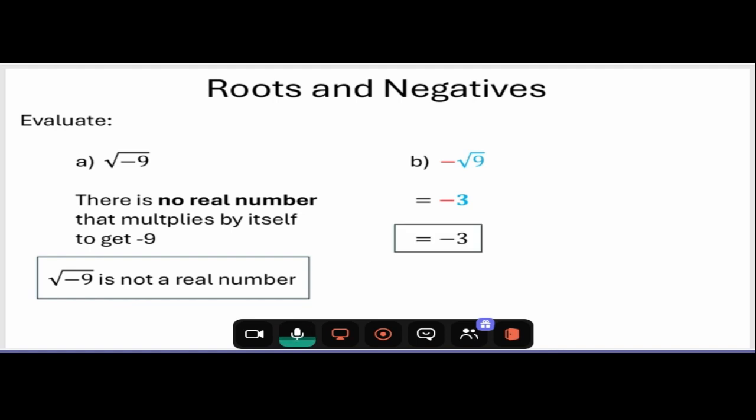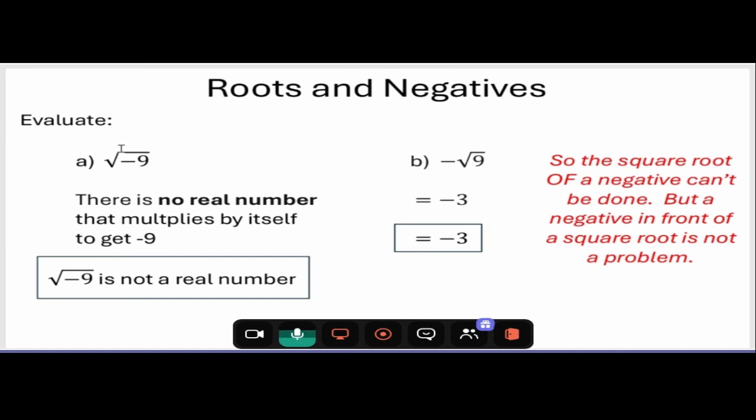So, if you think, but wait, I thought it couldn't be negative. Well, it wasn't. Look at the square root of 9, right? The square root was not negative. Look at the blue. The square root of 9 was positive 3. But in front of that positive 3, there was already a negative sitting there, which can't magically go away, right? It's got to stay there. So to summarize that, the square root of a negative can't be done. It's not a real number. But having a negative in front of a square root is no problem at all.